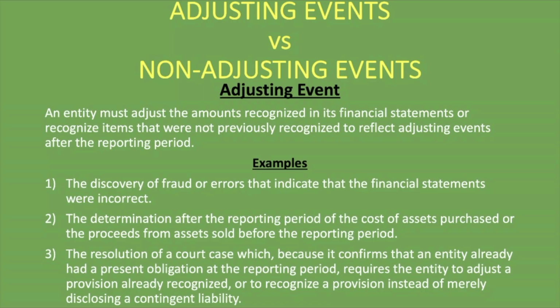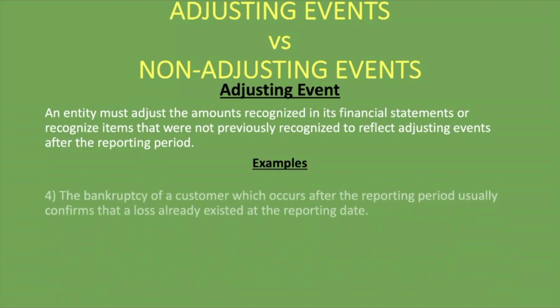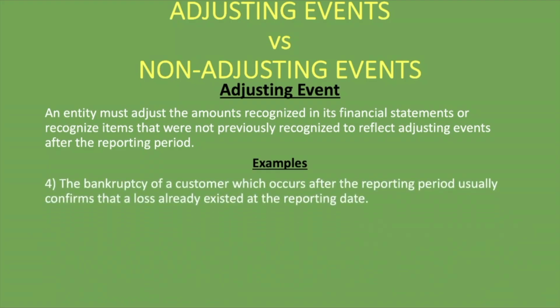But usually when you're given a court case or when you're told of a court case, it usually is something that would have been ongoing at the end of the reporting period. But if it's something that only starts after the end of the reporting period, then it's not an adjusting event. So remember, it has to be something that you know existed at the end of the reporting period. Here are more examples. The bankruptcy of a customer which occurs after the reporting period usually confirms that a loss already existed at the reporting date.